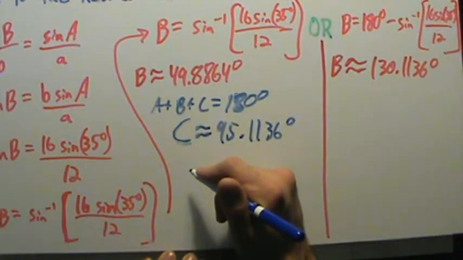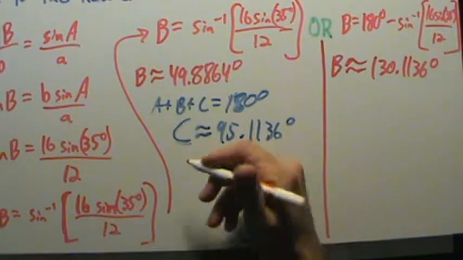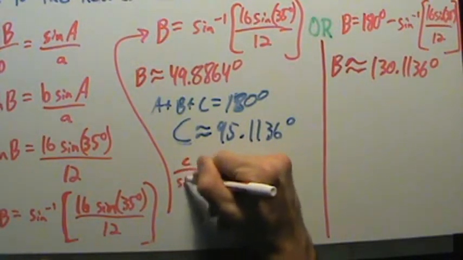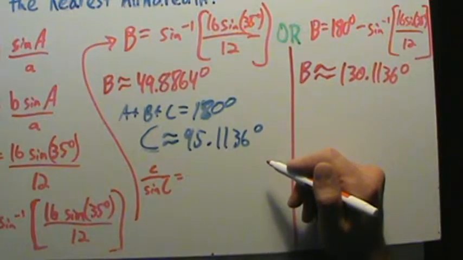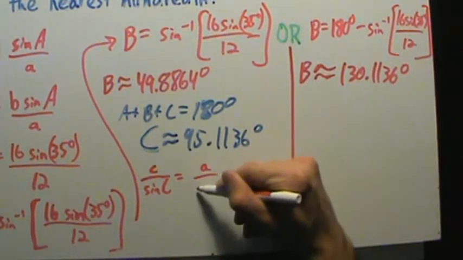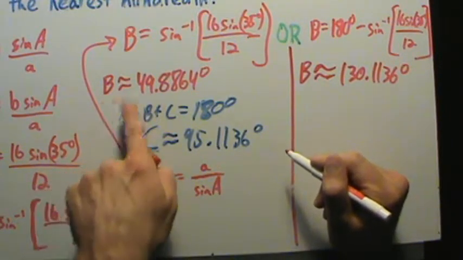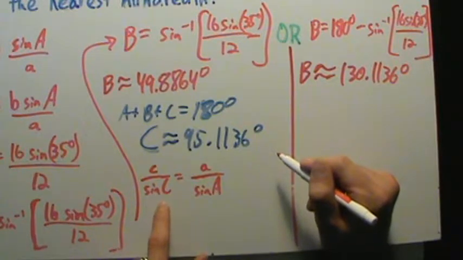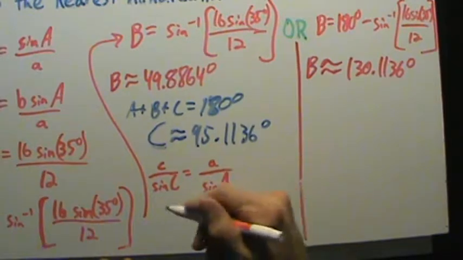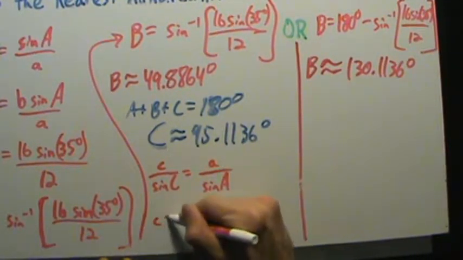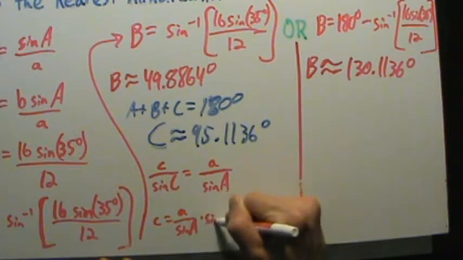So now let's get little c. Little c is the only thing left, so we'll just use the law of sines. Little c over sine of big C equals little a over sine of big A, because that way we can avoid using the B approximation. We're going to have to use the C approximation, unfortunately, but we can avoid using the B approximation, which is nice. So this tells us that c equals a over sine A times sine of C.